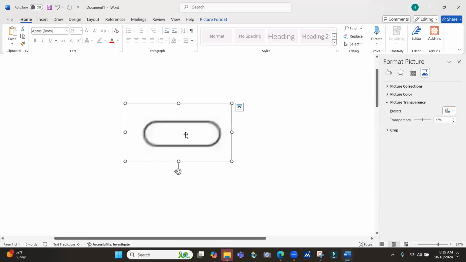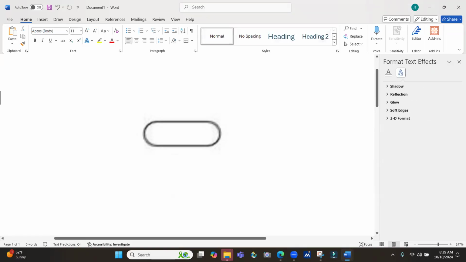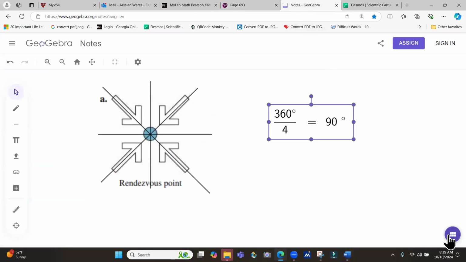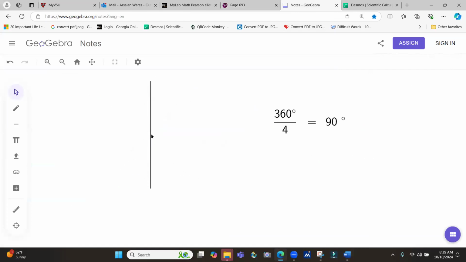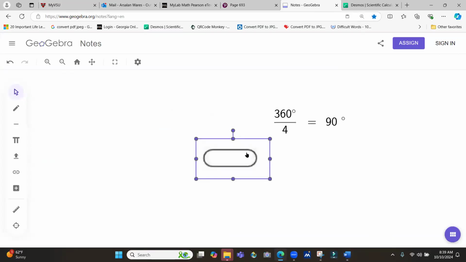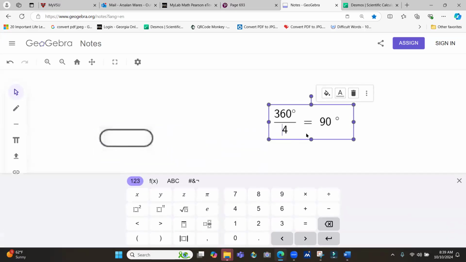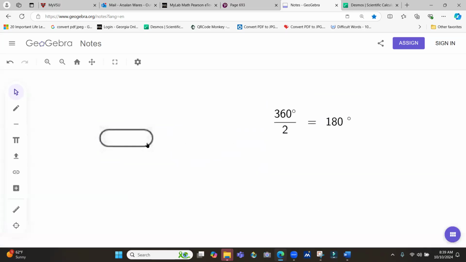Another way to see it, since it has rotational symmetry, it has two equal parts. So if you take 360 divided by 2, you're going to get 180 degrees. So let's write it down somewhere. This shape from your book has two equal parts around the center that match. So you're going to take 360 divided by 2, you're going to get 180. That's your angle of rotation.